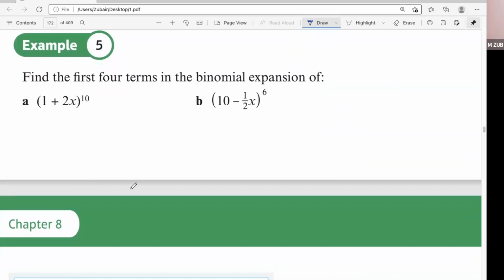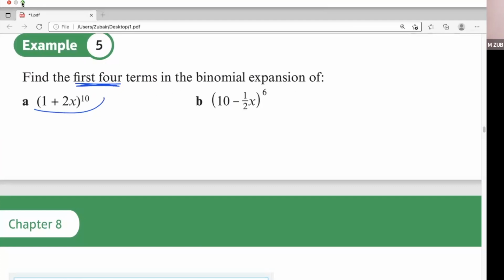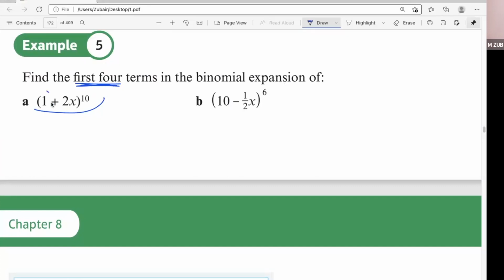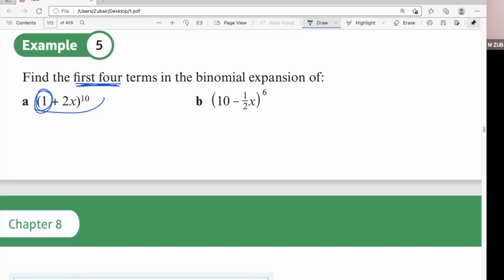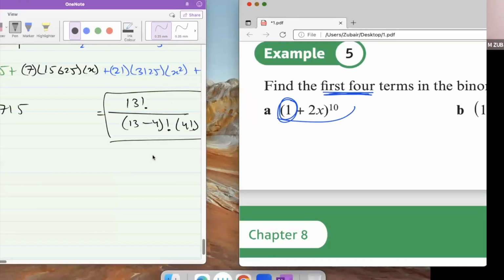See, the question says, find the first 4 terms in the binomial expansion. Now, luckily, a is 1. The first term is 1, so whatever the power is, it will always remain 1. So it is our choice: we write it or we miss it.